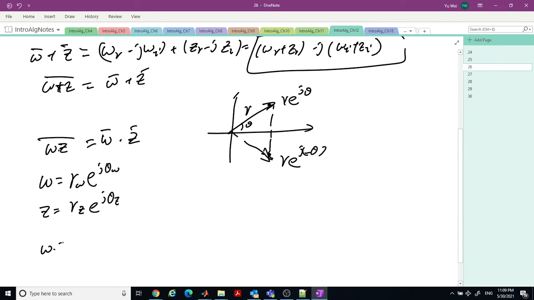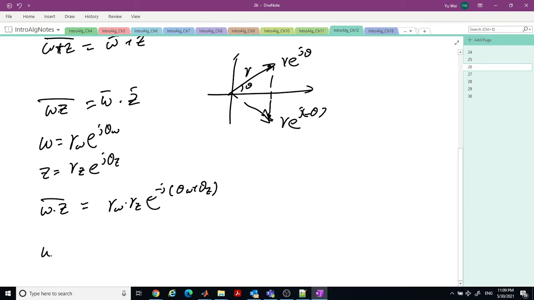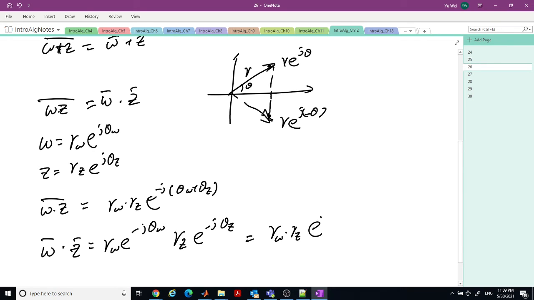So the conjugate of w times z is rw times rz, right? And e^(j negative (theta w plus theta z)), okay? And w conjugate times z conjugate is rw e^(negative j theta w), right? And rz e^(negative j theta z), so it's also rw times rz and e^(negative j (theta w plus theta z)), right? So that's why you see these two are equal. That's why we proved it.